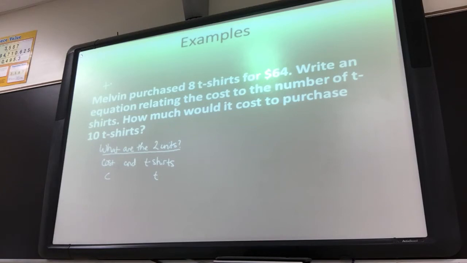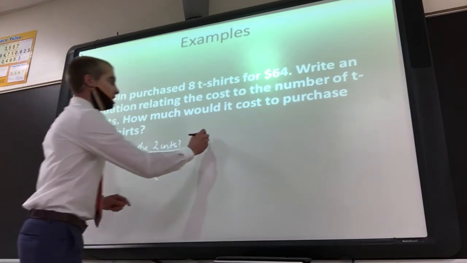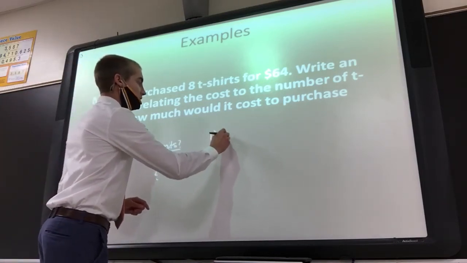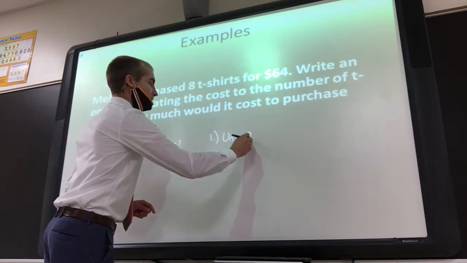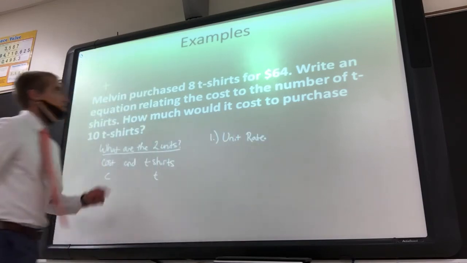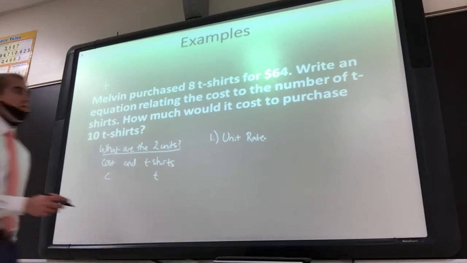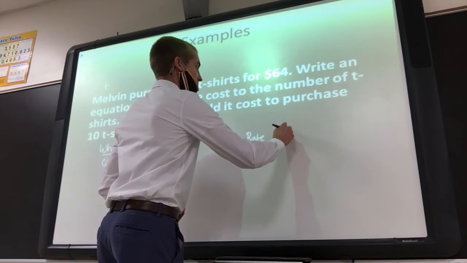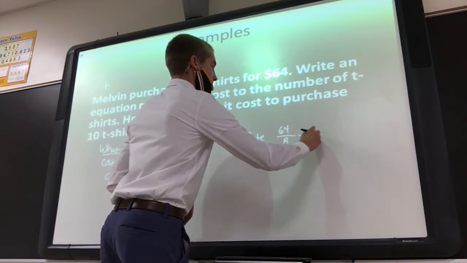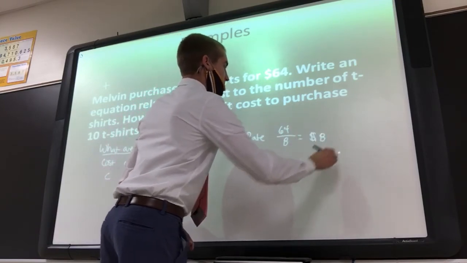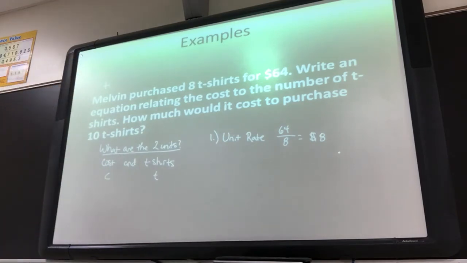Okay, so the next thing we've got to do is start to follow those steps. So number one, find the unit rate. So use what they give us up here. $64 for 8 t-shirts. Unit rates, what operation do we use? Division, 64 divided by 8. $8 for one t-shirt. So it's $8 for one t-shirt.